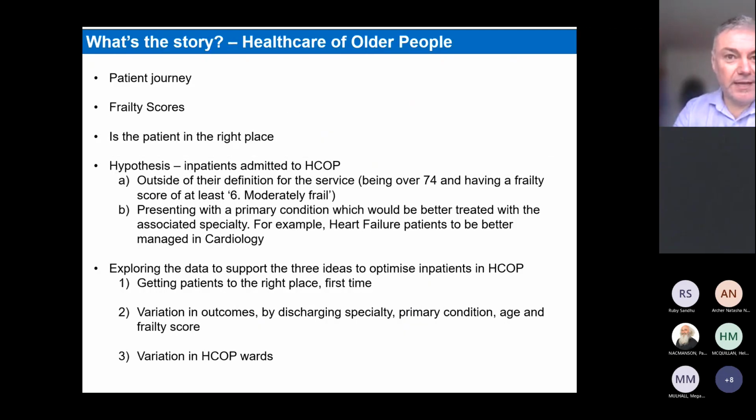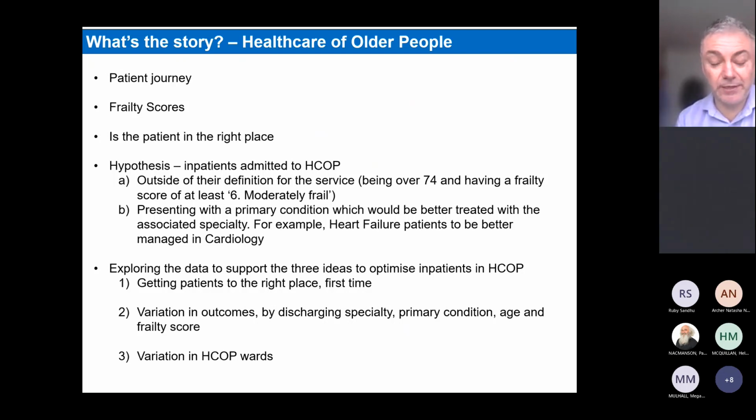Final one, healthcare of older people. Again, very different. So what was the story there? They were interested in the patient journey. They asked us to bring frailty scores into the data. That was something we hadn't got in the data, but they told us that everybody over a certain age that came through ED was given a frailty test, and there's a frailty score of 1 to 9. So they wanted that in the data so they could look at the data in a completely different way.